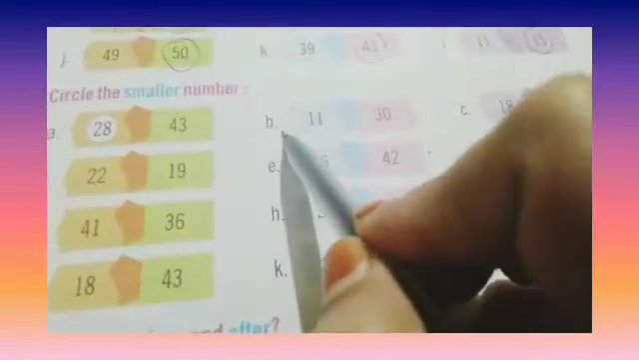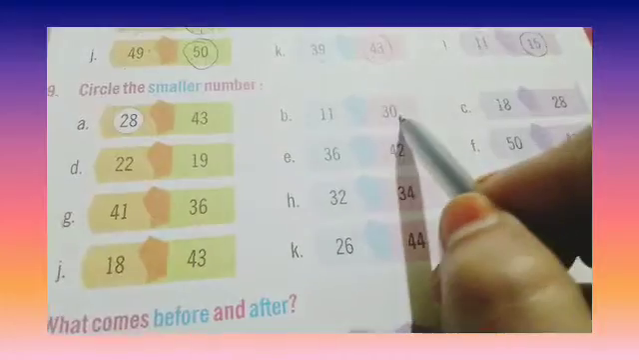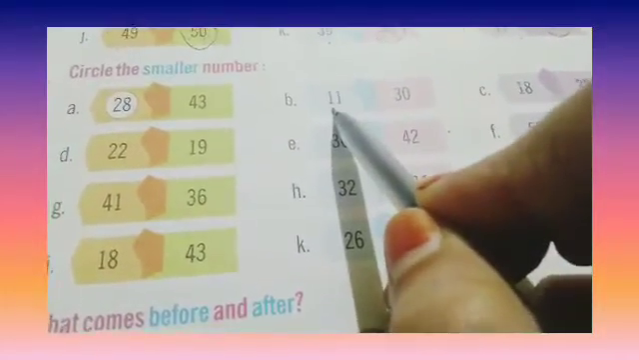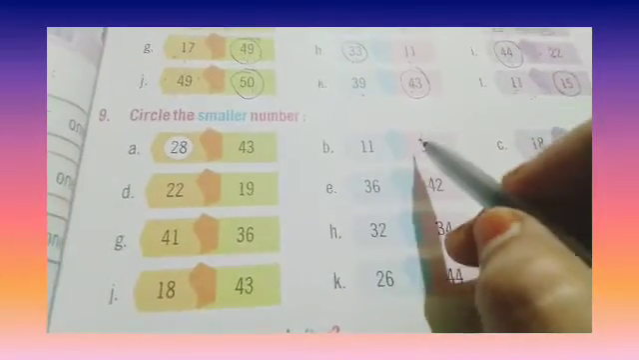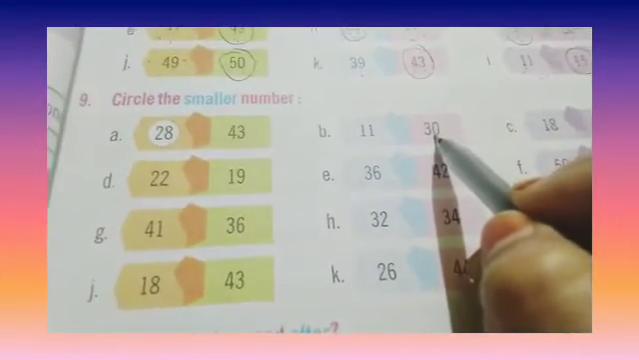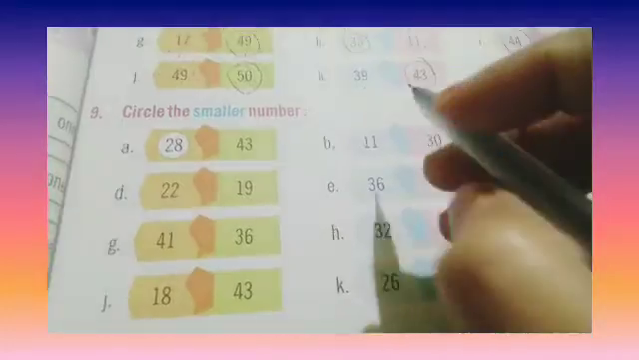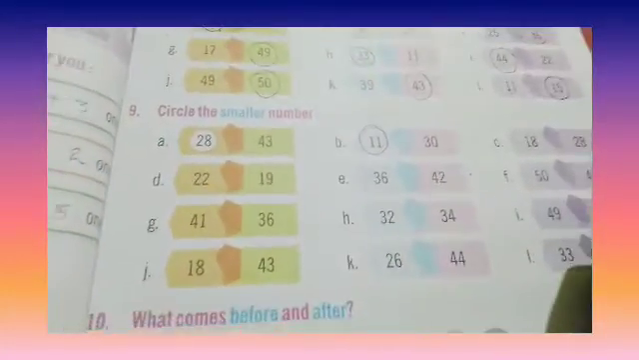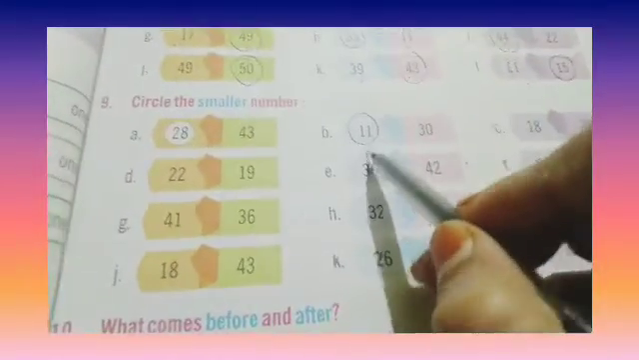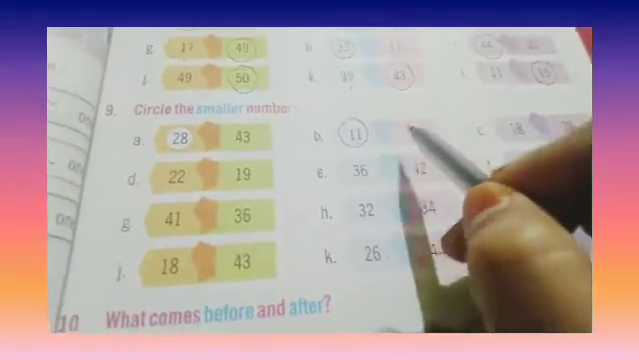Now part B, 11 and 30. 11 comes first in the counting, so 11 is the smaller number. 30 is the greater number or bigger number. So we have to circle the smaller number. So we are circling 11. So 11 is smaller than 30.